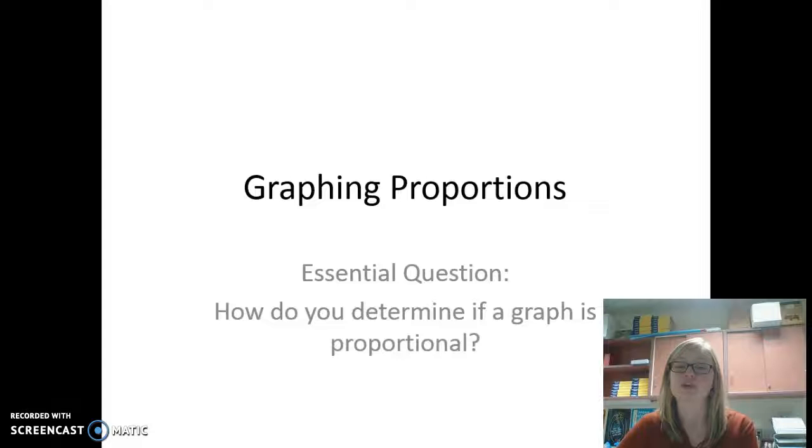So day 3 was all about graphing proportions. The essential question says, how do you determine if a graph is proportional?